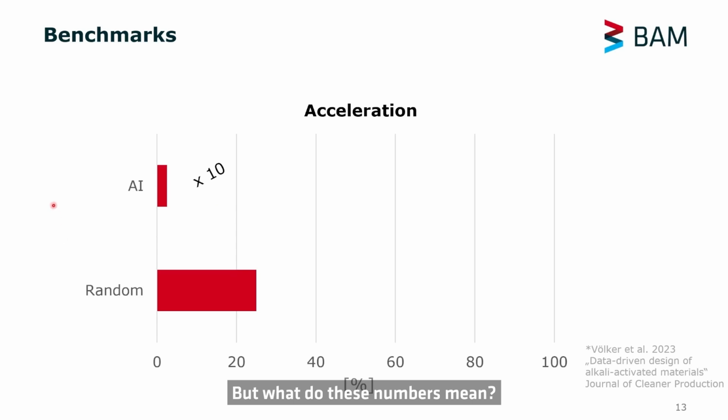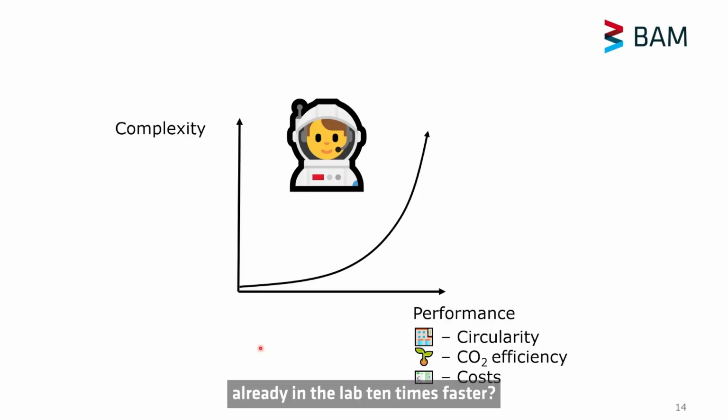But what do these numbers mean? 10 times, 40 times, these are big numbers. Does it mean that we're just ready in the lab 10 times faster? Well, actually, we aim to use this higher efficiency to increase the performance. In other words, we can now investigate materials that are 10 times more complex than previously.